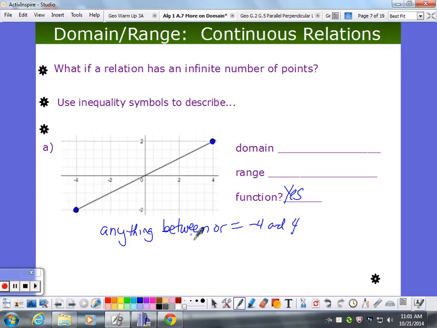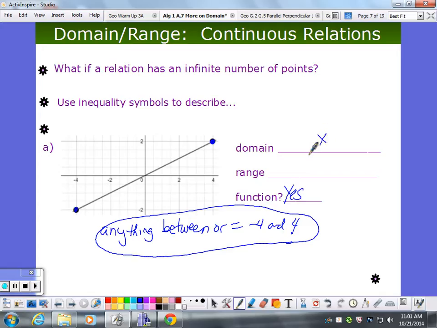So what we do now is we have a mathematical way of doing exactly what Noah said. He said it's anything between -4 and 4, including -4 and 4. So here's how that works. If you want to say between two numbers, you say you're going to have an x value, and you say what's the smallest number it could be?